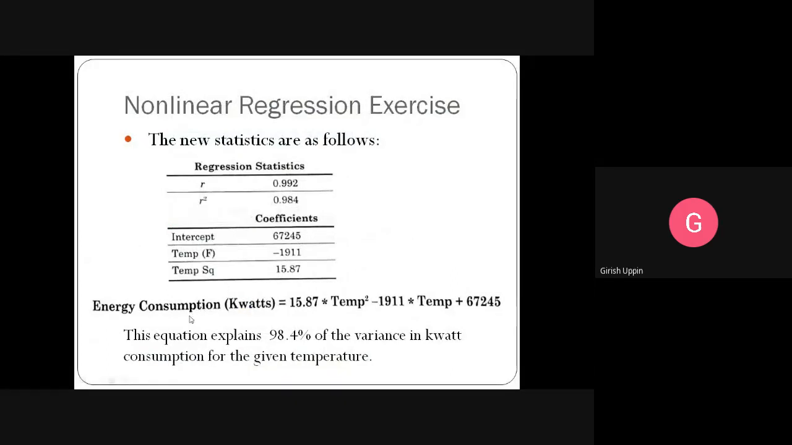With this model, we can have the equation: energy consumption is equal to 15.87 into temperature square, minus 1911 into temperature, plus beta naught, that is 67,245. Now any unknown value you put as the temperature, then you can predict what is the electricity that is going to be consumed. So this equation explains 98.4% of the variance in kilowatt consumption for the given temperature.